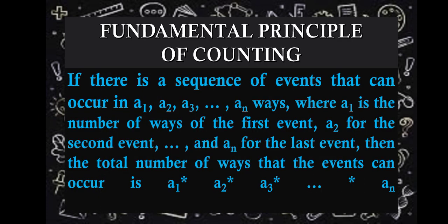Fundamental principle of counting. If there is a sequence of events that can occur in A sub 1, A sub 2, A sub 3, until A sub n ways, where A sub 1 is the number of ways of the first event, A sub 2 for the second event, and A sub n for the last event, then the total number of ways that the events can occur is A sub 1 times A sub 2 times A sub 3 times until the last event, which is A sub n. So this is the fundamental principle of counting. So let's apply this one.